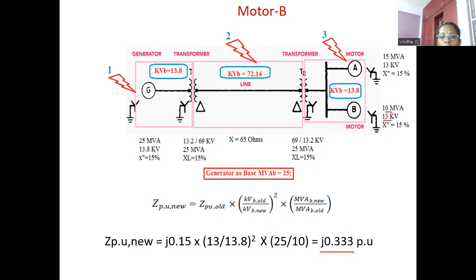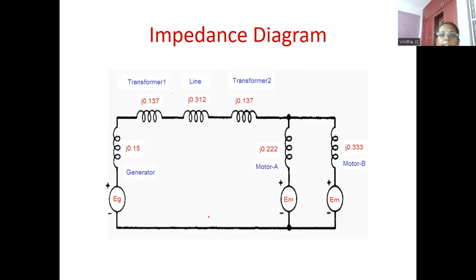Now we have calculated Z per unit new for all the components connected in the single line diagram. So what is the next step? We need to draw the impedance and reactance diagram. The first step is the impedance diagram. How do we draw the impedance diagram? We need to neglect all the resistances. Since in this problem we don't have any resistances, there is no need to include resistance values.